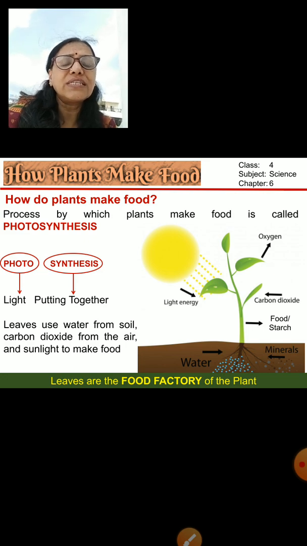Okay, and if you see the picture, you can see that light energy is obtained from the sunlight, and carbon dioxide from the air, and food is made. And what is the food made? That is starch. And one more important product is obtained in this process of photosynthesis, and that is oxygen, which is released in the air. This oxygen is very important for us. So that is why plants are also important for us.